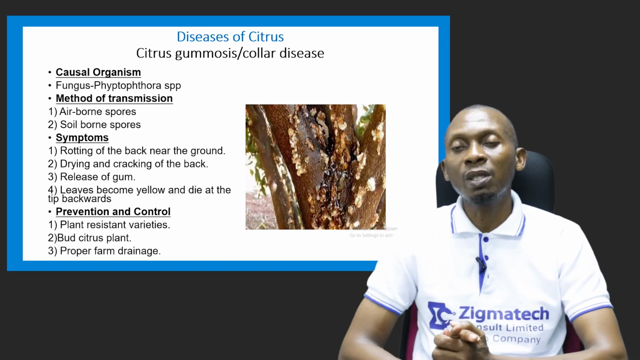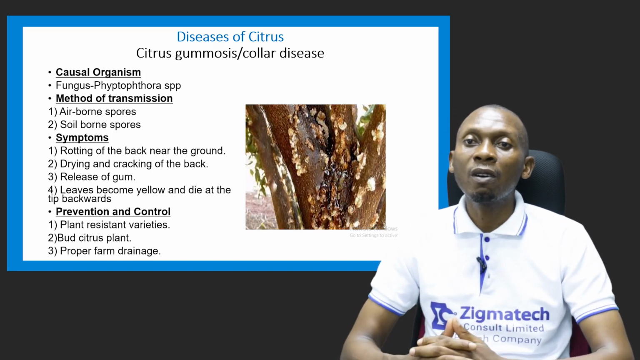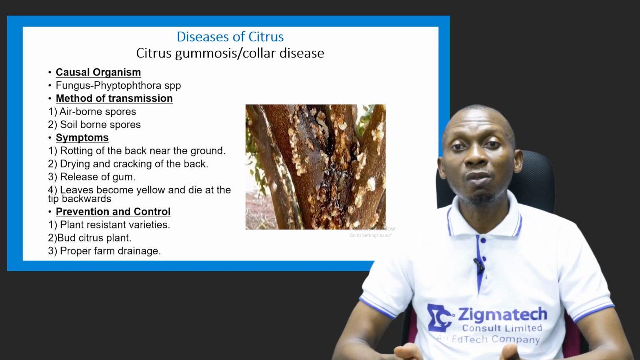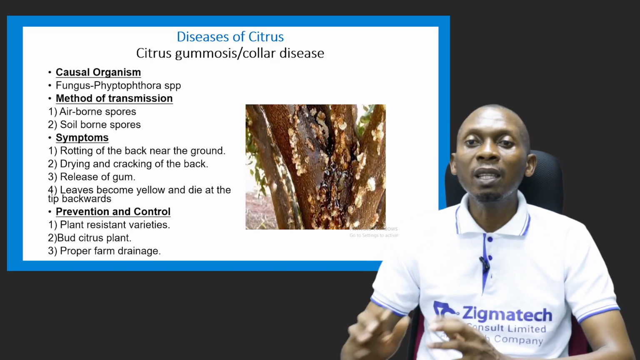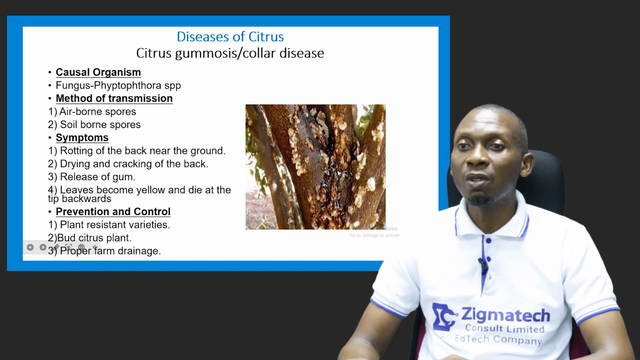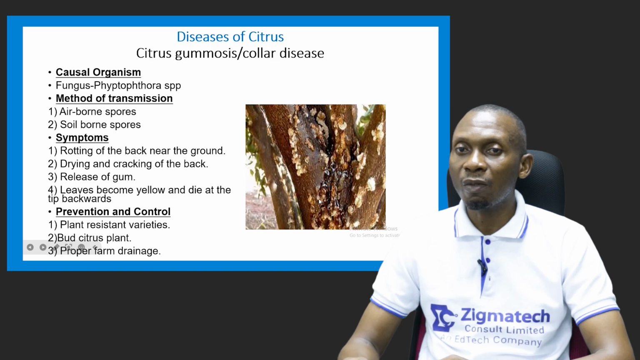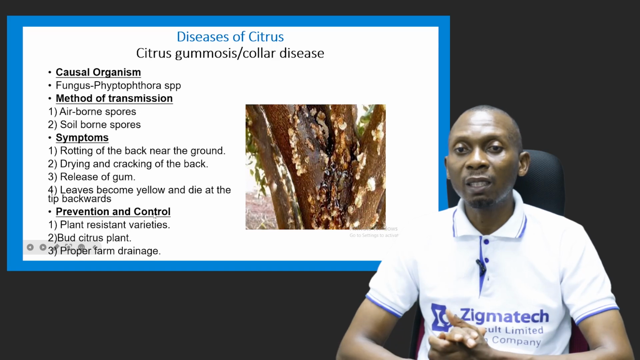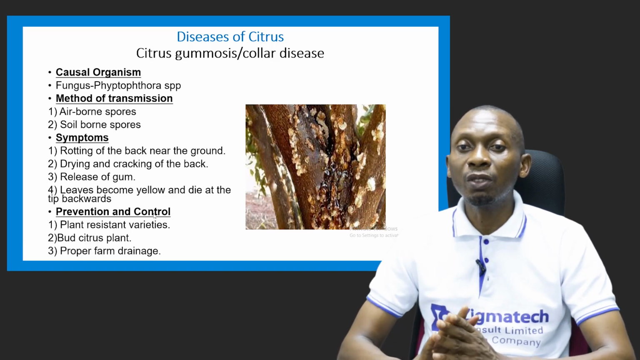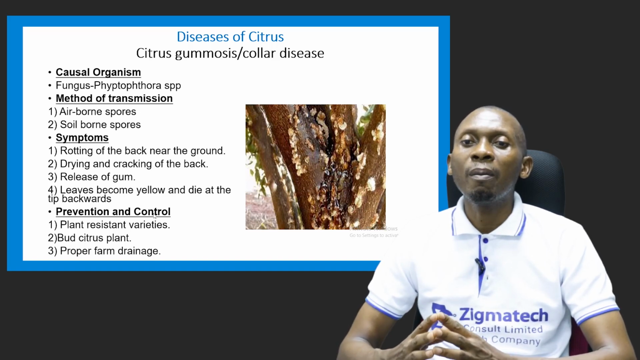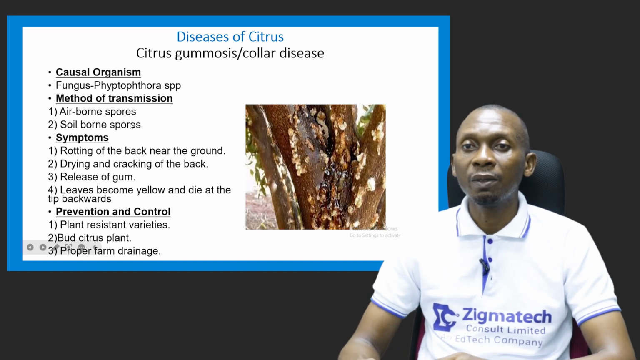Starting with citrus gummosis, which is also collar disease. It's caused by the fungus Phytophthora species, and it's transmitted by airborne spores and also through the soil. Now, what are the symptoms? There's rotting of the bark near the ground. There's drying and cracking of the bark of the tree. There's also release of gum, as you can see on this tree. The leaves also become yellow and die back from the tip. And how is it prevented and controlled? By planting resistant varieties. You should also bud citrus plants, which is also a method of asexual propagation. Then you should also ensure there's proper farm drainage.